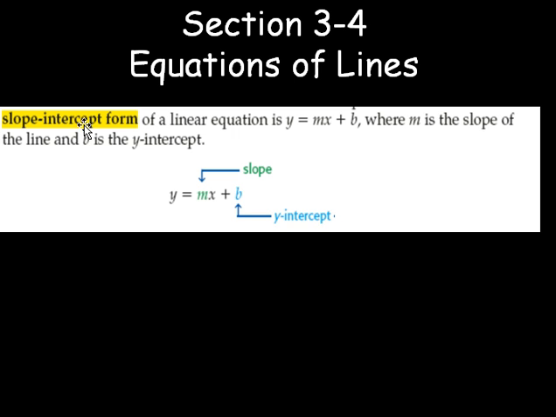Hopefully everybody remembers slope-intercept form of a linear equation. It is y equals mx plus b. m is the slope, b is the y-intercept. If you remember, this was very useful for graphing. It's easy to graph. You start out by plotting the b on the y-intercept, whatever number that is, and then use the slope to find the other point.